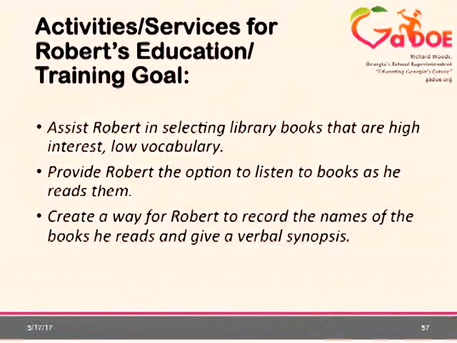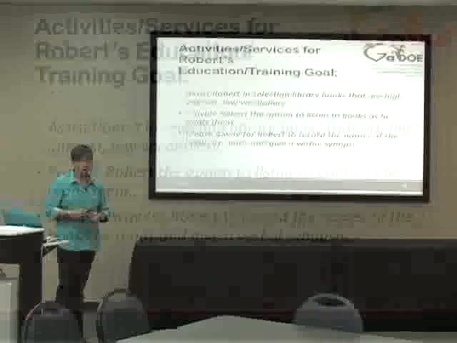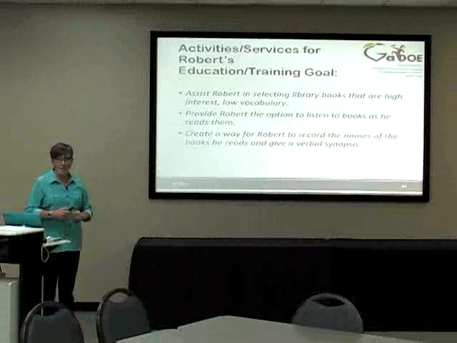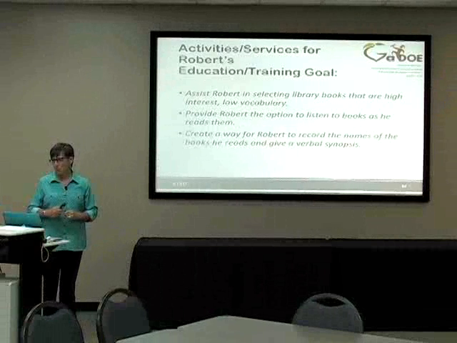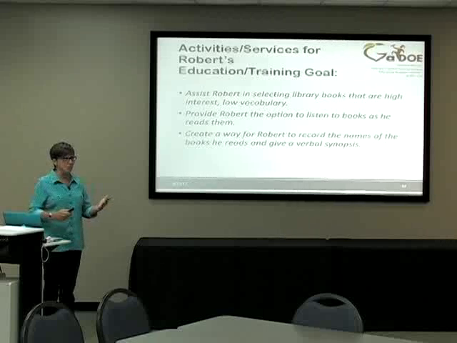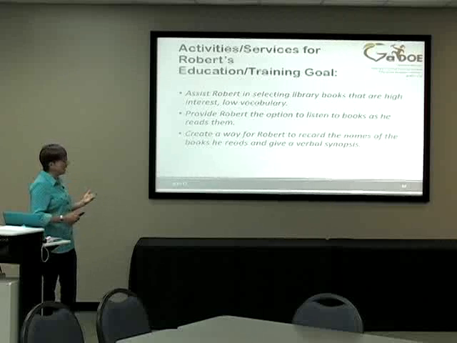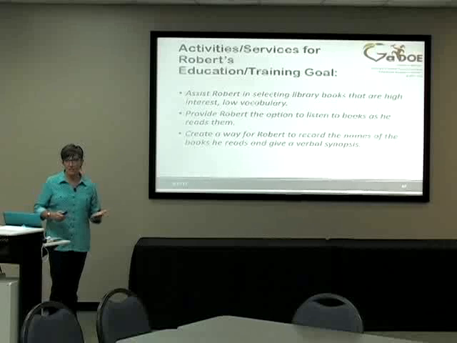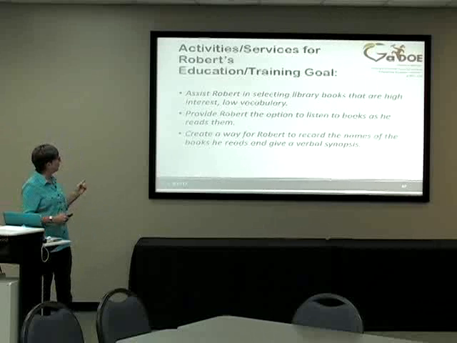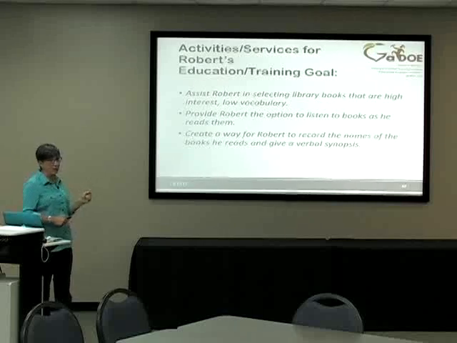Okay, so I came up with some activities and services for Robert's education and training goal. And remember, his education training goal had to do with reading books for pleasure. Remember, at least 2 magazines or books per month. And I came up with 3 activities and services that might be helpful. Assist Robert in selecting library books that are high interest, low vocabulary.